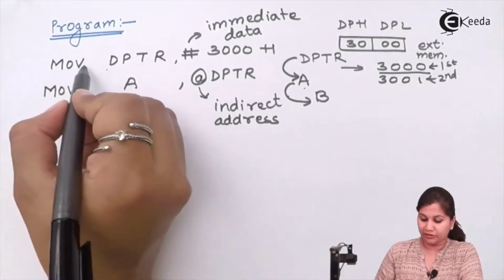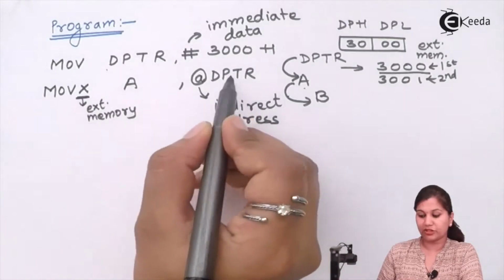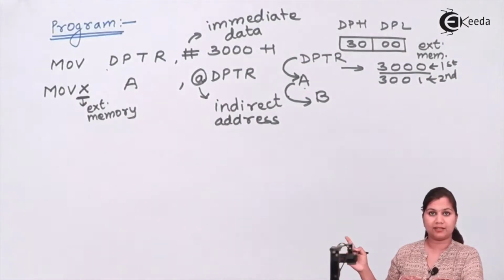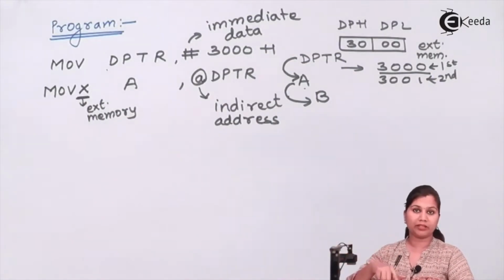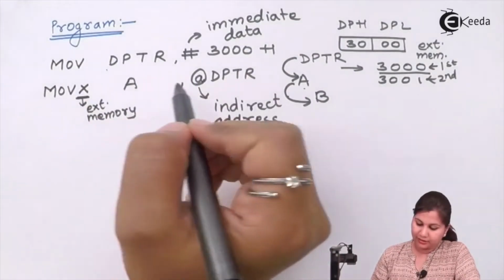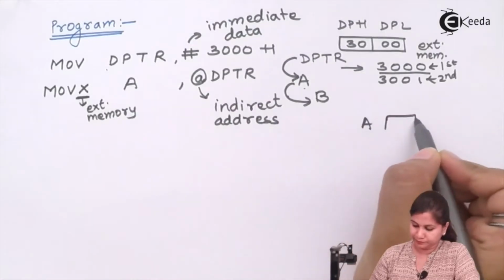Okay, here we are not using X, we are using X only here because the data which is in the DPTR, that is the memory address which is in the external memory. From external memory you have to pick the memory address. Okay, so these are that the first number it has come up in the accumulator.